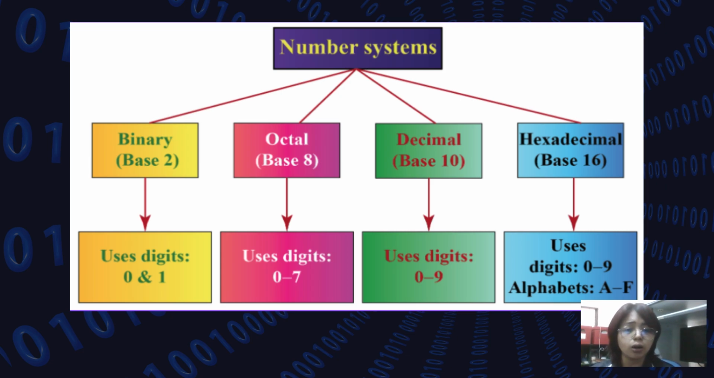The digits in octal are 0, 1, 2, 3, 4, 5, 6, and 7.